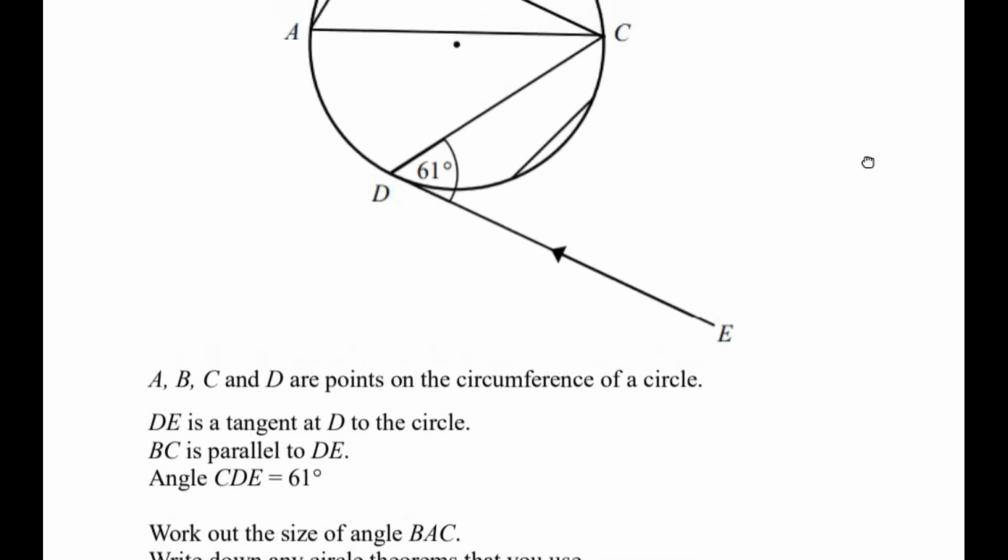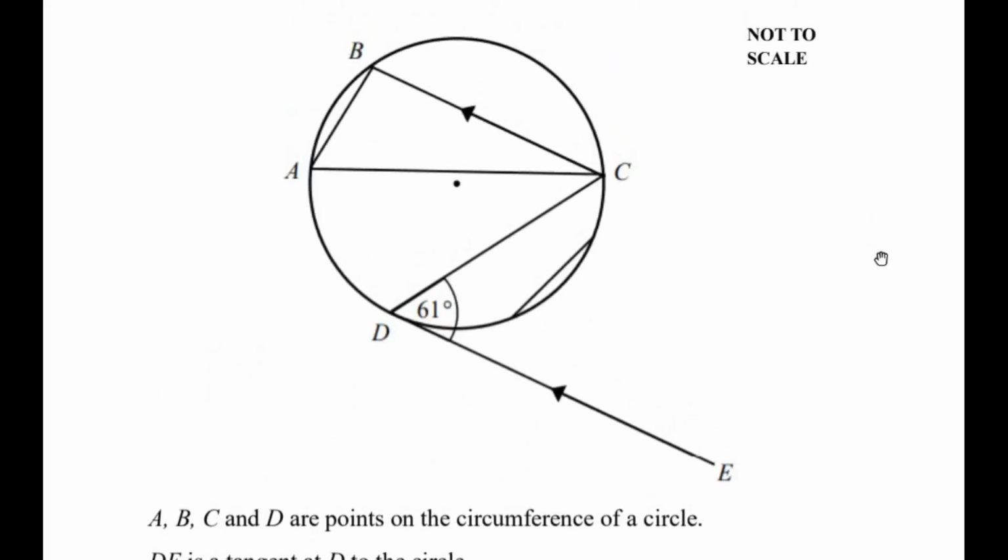So let us try to understand the question first. Here it has been given that the points A, B, C and D lie on the circumference of the circle and DE is a tangent to the circle at point D. So a tangent is a line which just touches the circle at one point. So this tangent DE is touching this circle at just one point, which is point D.